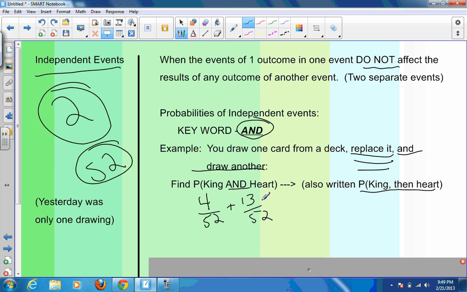You got to get a heart. That's actually making it harder. So adding here is not what we're going to do. We're not going to add. What we are going to do is multiply these probabilities, okay?